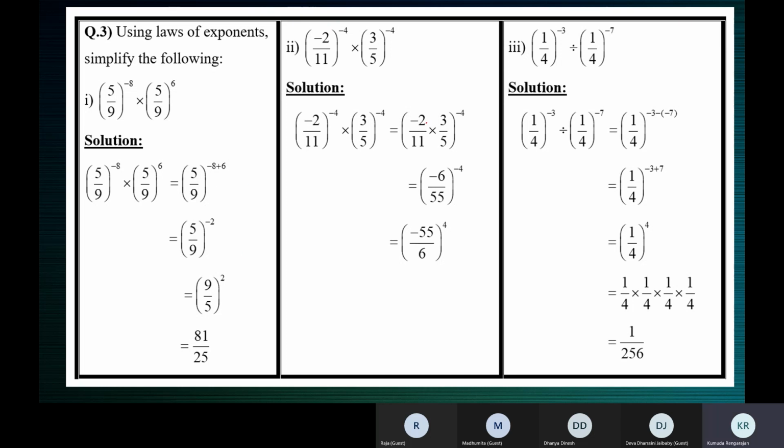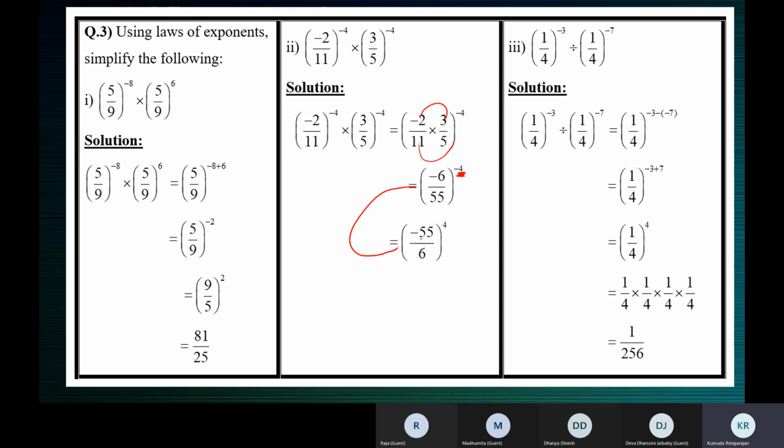Now, if you can cancel in the bracket, you can; if you can simplify, then you can simplify. But here it's not possible. So we multiply the numerators, minus 6, multiply the denominators, 55. And the power is minus 4. Number of times is negative, so we'll have to make it positive. So the equivalent of this is this: reciprocal of the base, negative of the power.